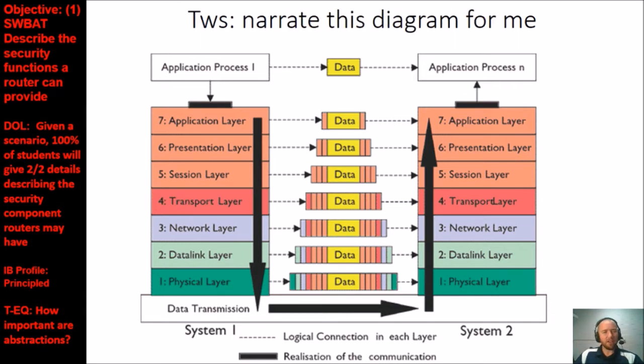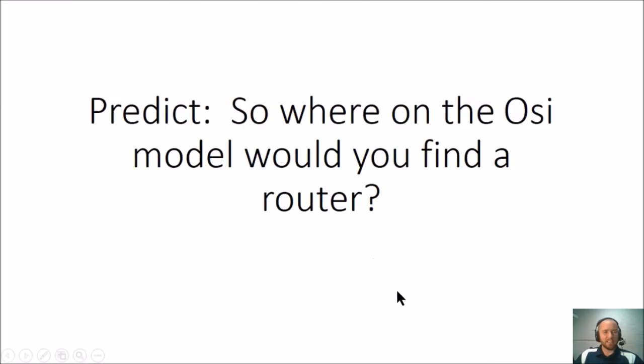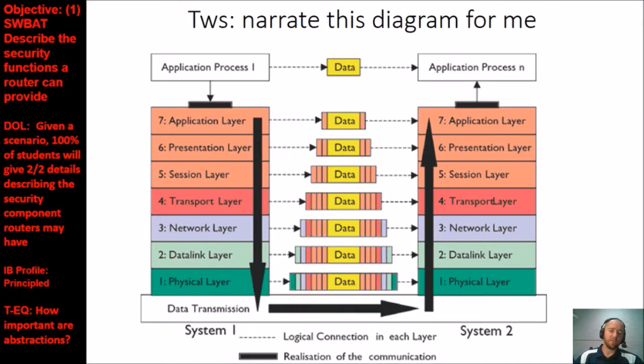So I did all that narration just so you can try to do the same. To the best of your ability, go ahead and write down what happens if you're trying to do something simple like just get a picture from a website such as facebook.com. After that exercise, I want you to predict where on the OSI model you would imagine a router would go. If a router is in charge of connecting the right computer or the right server to your computer, where in this model do you think you would find that?